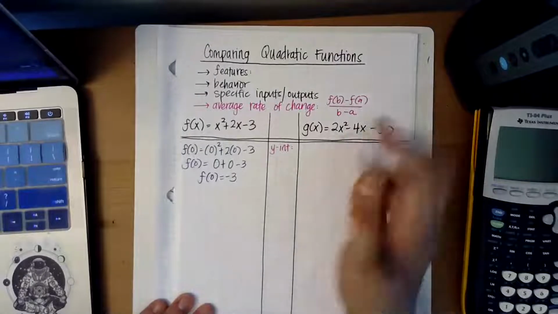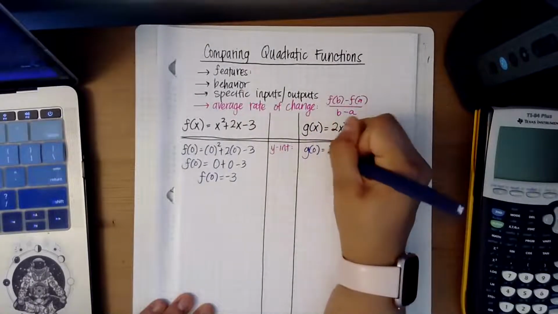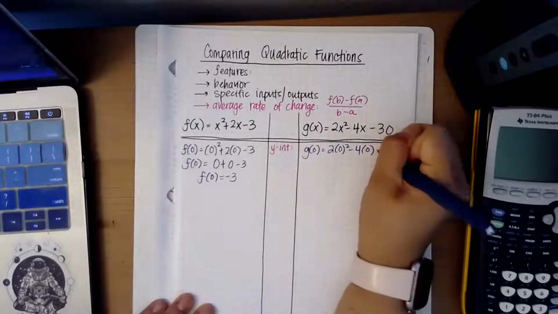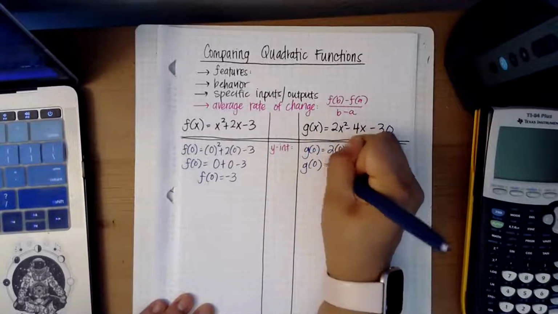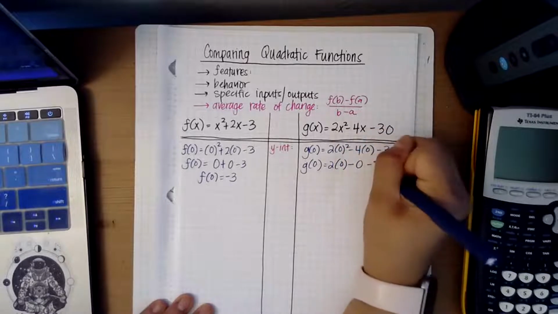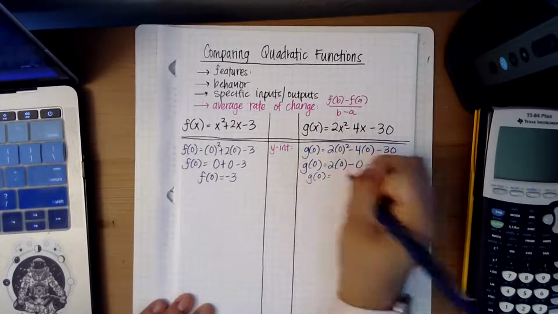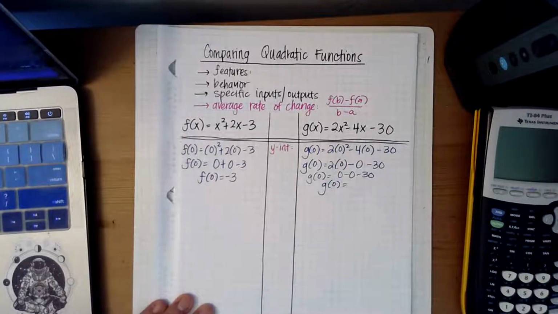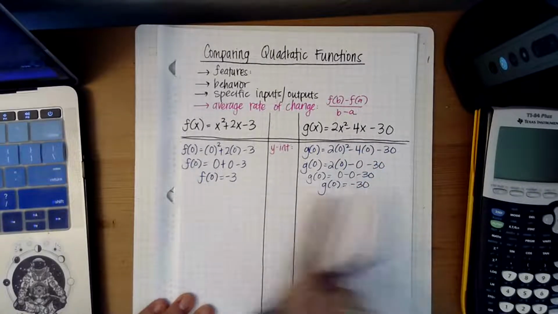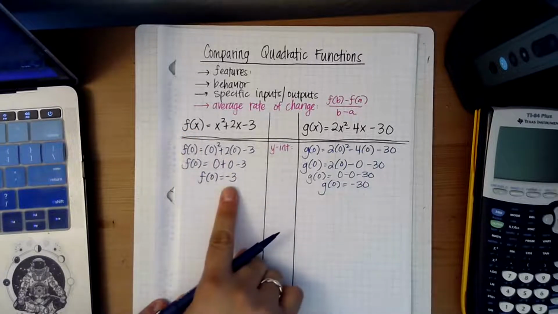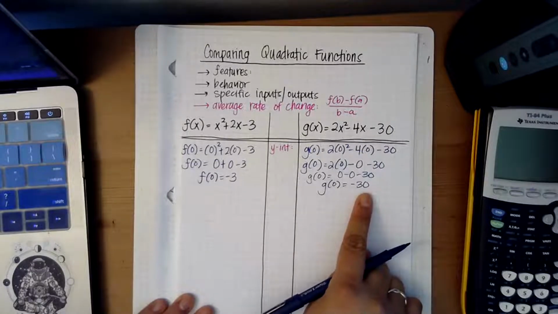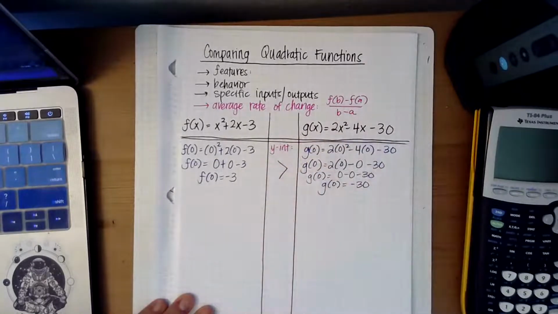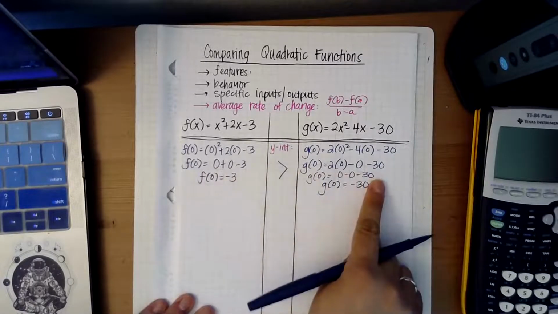We're going to do the same thing over here. For g of 0 equals 2 times 0 squared minus 4 times 0 minus 30. This gives me g of 0 is equal to 2 times 0 minus 0 minus 30, so g of 0 is equal to 0 minus 30. Here I have g of 0 is equal to negative 30. So I'm able to say that the function f has a higher y-intercept because the output here is negative 3 versus negative 30. So I'm going to say that the y-intercept of f is greater than the y-intercept of g.